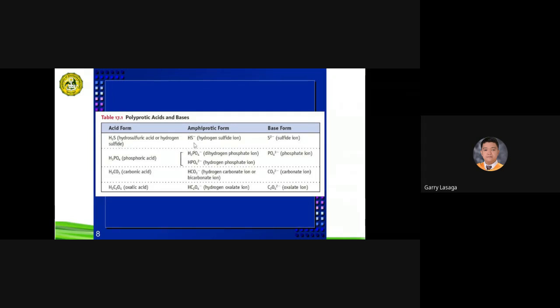When we are going, for example, to remove the hydrogen ion of this hydrogen sulfide, it will form a base. It will form a sulfide ion. And if we are going to add a hydrogen ion to our hydrogen sulfide, it will form hydrosulfuric acid or H2S. Now the same is true for these compounds. We have the dihydrogen phosphate, our bicarbonate, and our hydrogen oxalate. So they are polyprotic acids, again, because they have more than one hydrogen ion that they can donate.